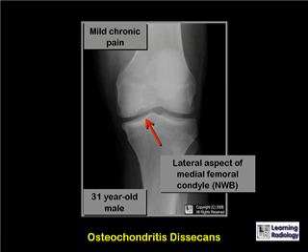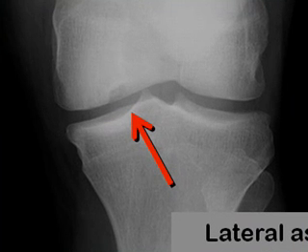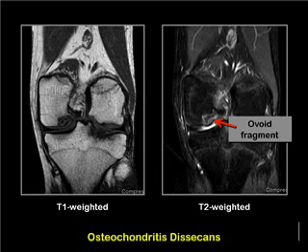This is a 31-year-old male who had chronic pain of a mild nature in the left knee, and we can see that there is a semilunar lytic defect in the lateral aspect of the medial femoral condyle, which is the non-weight-bearing surface. This is a T1 and T2 weighted image of a patient with osteochondritis dissecans.